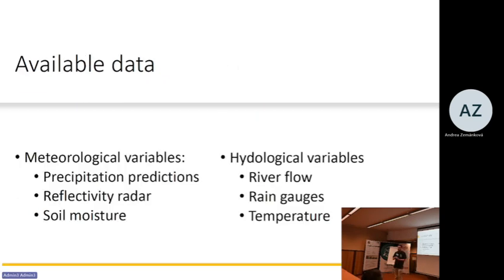The available data that we use for this research consists of meteorological values from the state agency and hydrological variables from hydrologic confederations. This consists of river flow values, rain gauges at different points of the river, and temperature values. On the meteorological side, we have precipitation predictions for the following hours, a reflectivity radar, which is a technology that estimates the amount of rain that is falling on a certain place, and the soil moisture, which is the humidity of the terrain. If the terrain is humid, it's more likely for the water to get stuck.